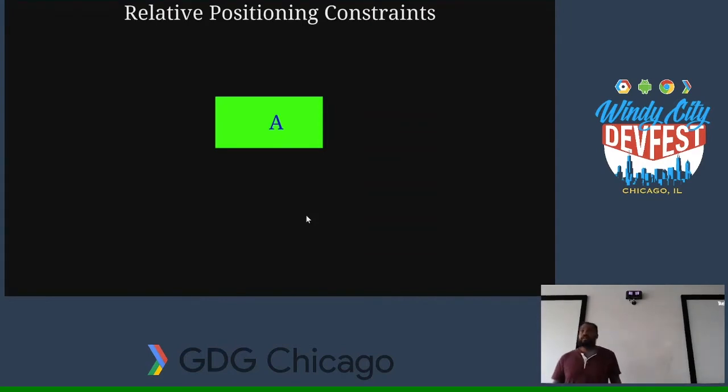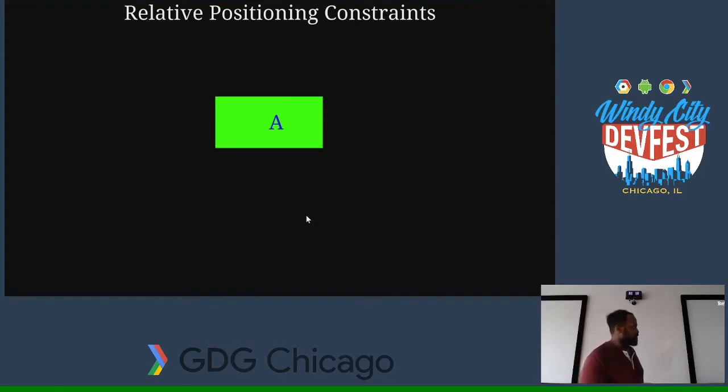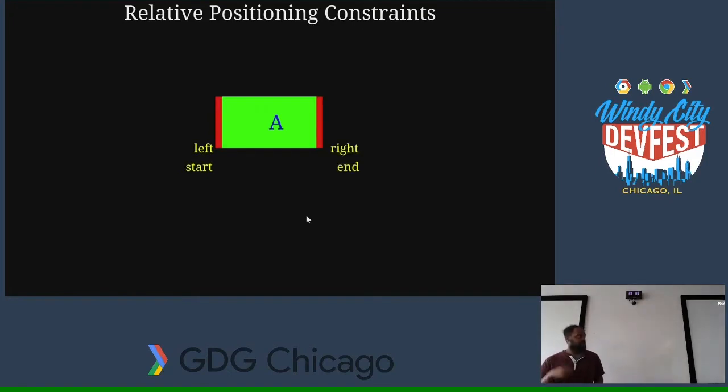Okay, how many in here have used relative layout a lot? Okay, that's about 50-60% of the room. So here's kind of a quick boil down of the specific constraint areas. So you have your top, you have the bottom, and baseline is one that's not always available. That's usually for text views and things like that. So, same stuff we've seen so far. Here are some new ones: left or start, and right and end.